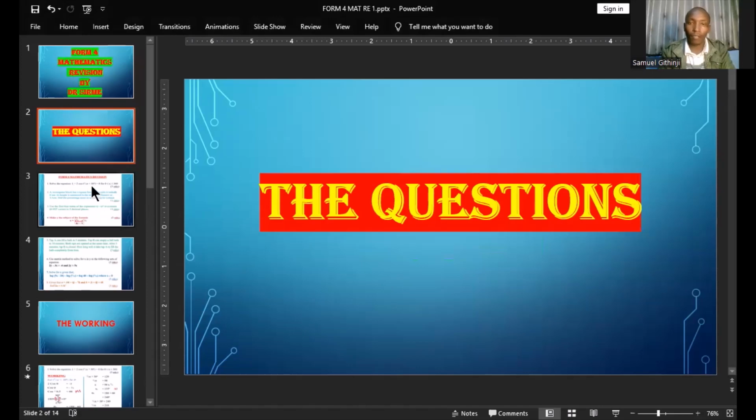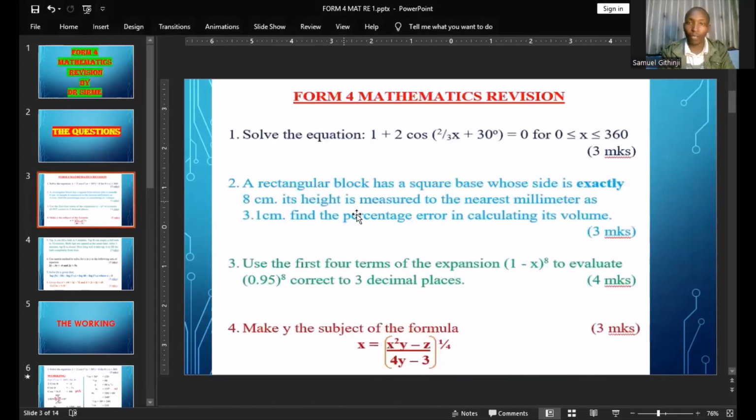The first question, as you can see there, you're supposed to solve the equation that you're given. This is a trigonometric equation, 1 plus 2 cos of the angle given there, 2 over 3x plus 30, equals 0. You're given the range from 0 to 360. That is question 1. Question 2, you're given a rectangular block that has a square base.